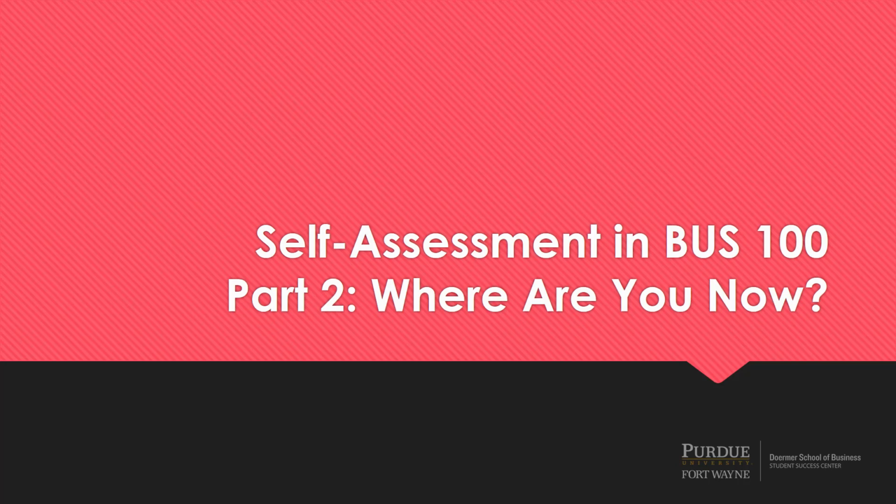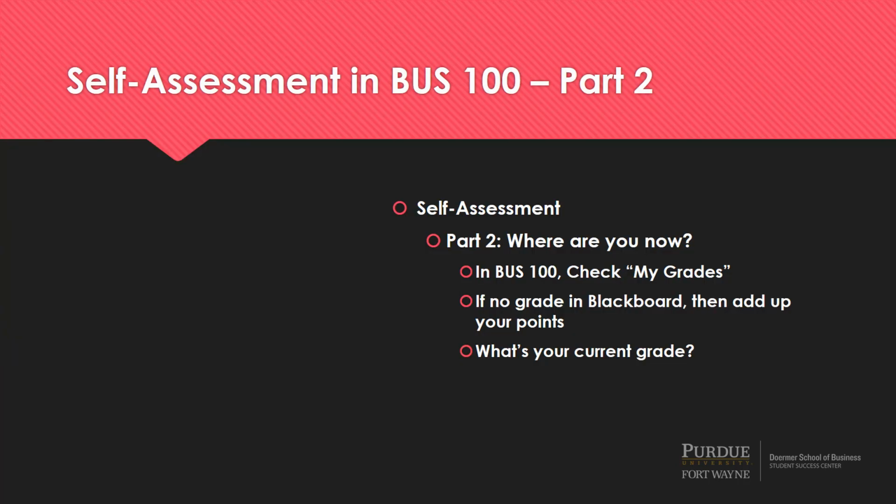All right, let's get to part two of the self-assessment. Where are you now? What you want to do in part two, this is what we're going to go over in Biz 100. You're going to learn how to check my grades. If there's no grade in Blackboard, then add up your points and figure out your current grade. We're going to try to figure that out.